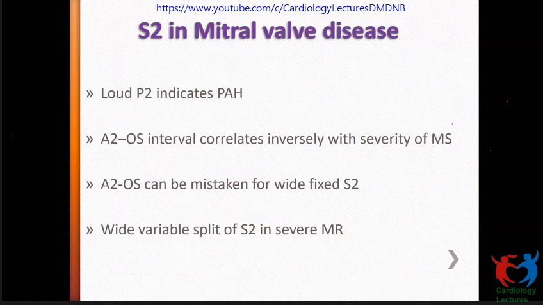What happens in VSD? Up to 67% of them are actually single. Each of them has exceptions. VSD Eisenmenger, classically it is single, and PDA Eisenmenger, classically it is narrow split, not paradoxical. Paradoxical is in a shunting PDA. Here it is classically narrow split. But VSD and PDA can interchange: VSD can have narrow split and PDA can have single. A small percentage of PDA can even have paradoxical split, but in the majority it is the way we describe.